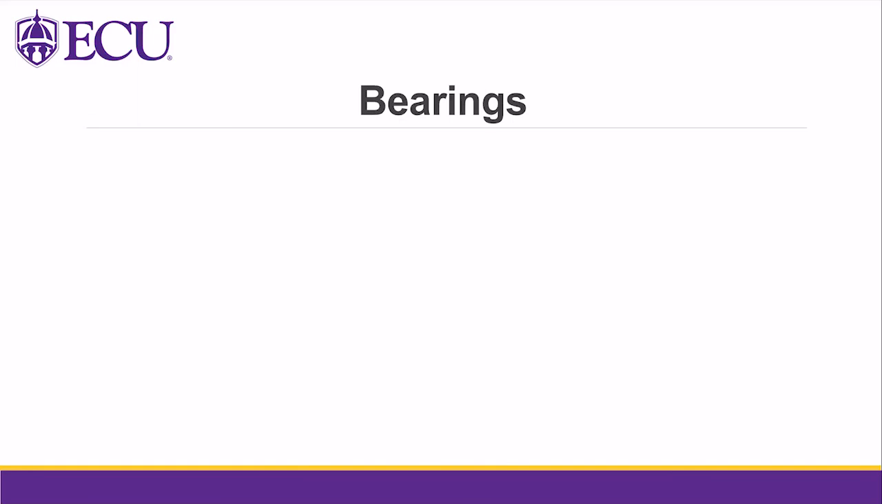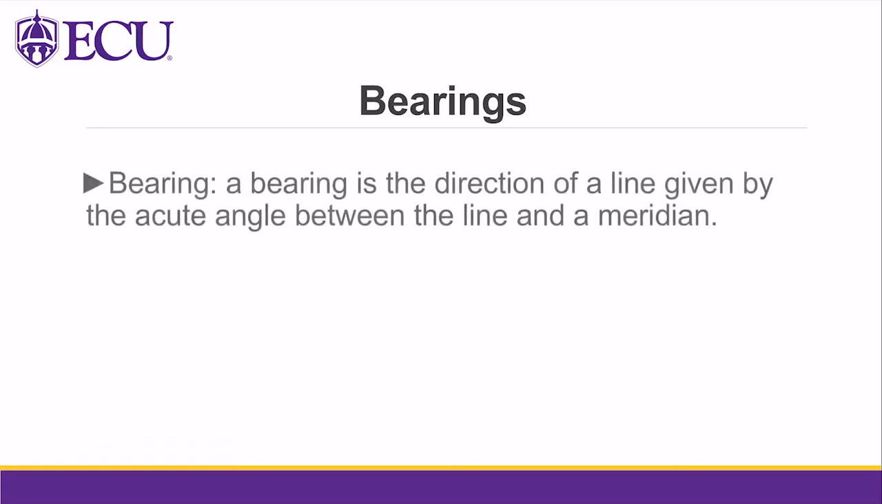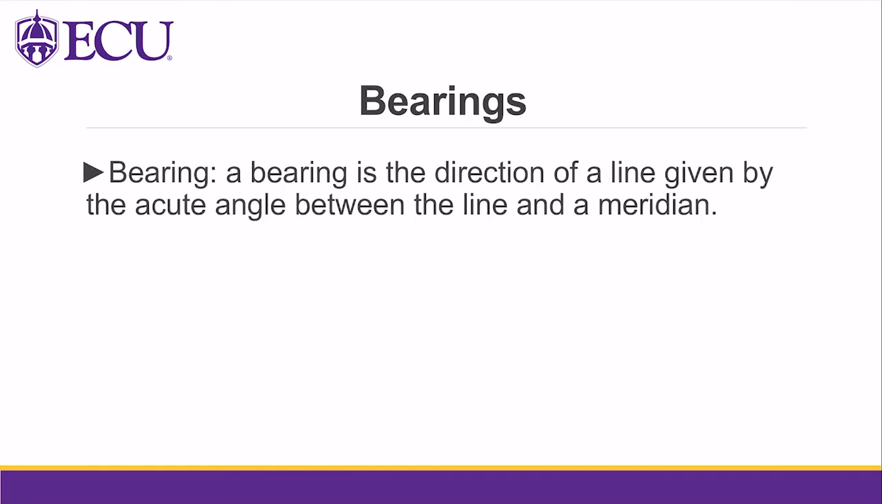Now let's talk about the bearings. Today we talk about azimuth and bearings. Bearings is something similar to azimuth with just some small differences. Let's take a look at the definition. Bearing is the direction of line. Again, it's the direction of line, given by the acute angle. What does that mean? Acute angle means it is less than or equal to 90.